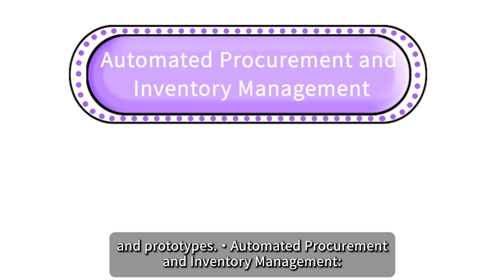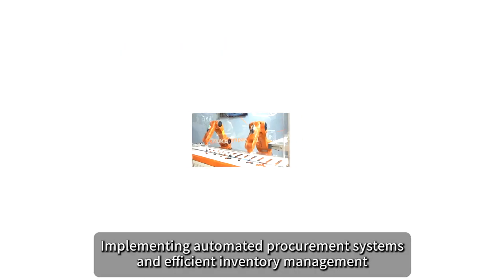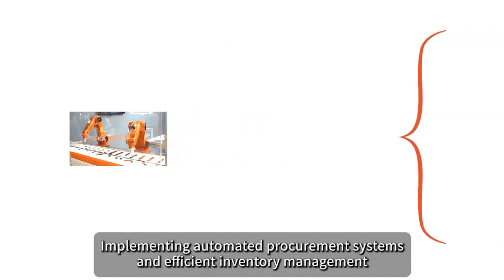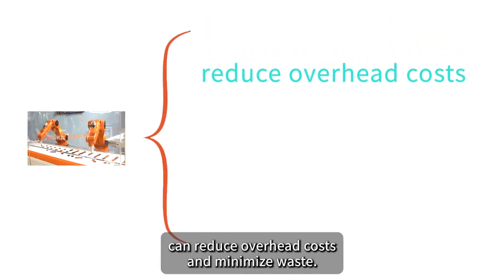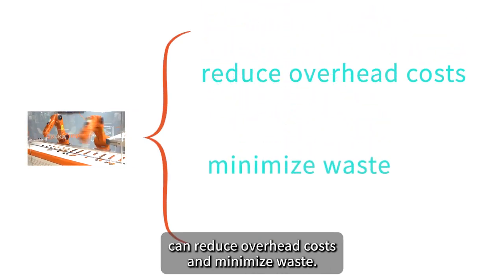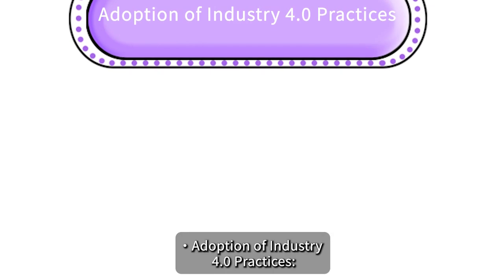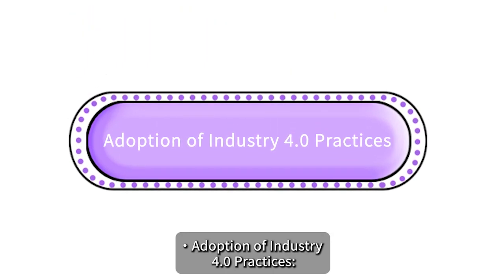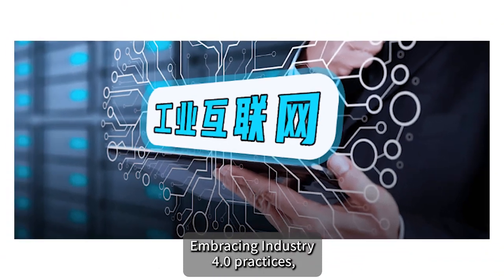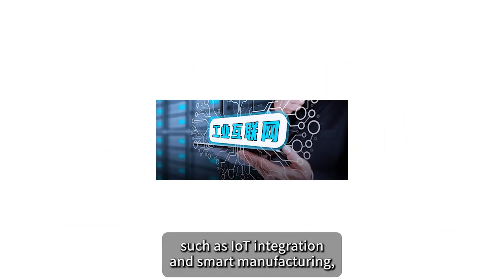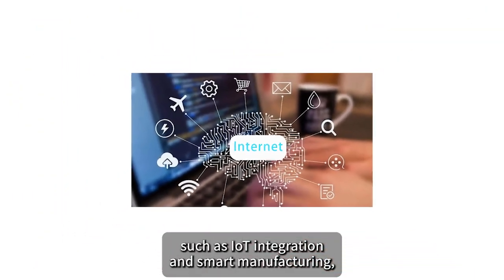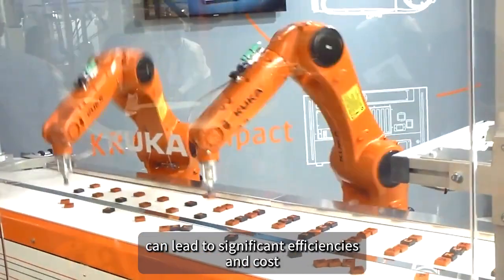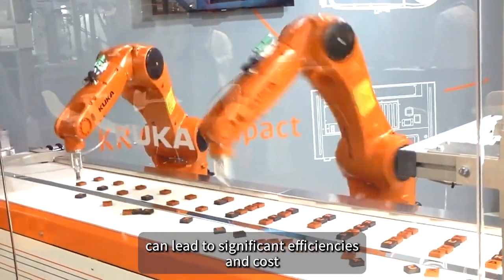Automated procurement and inventory management. Implementing automated procurement systems and efficient inventory management can reduce overhead costs and minimize waste. Adoption of Industry 4.0 practices. Embracing Industry 4.0 practices, such as IoT integration and smart manufacturing, can lead to significant efficiencies and cost savings over time.